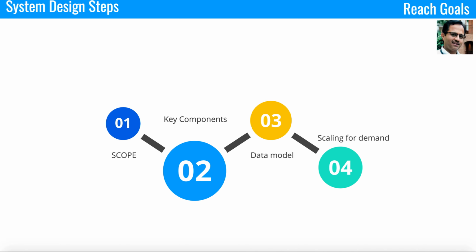So if you're answering in the interview or if you really want to talk about system design steps, you have to talk about four important things. One is the scope, and the second one is the key components and the database model or the database design. And finally, you have to talk about scaling for the demand, right? That's how you build a robust system design, right?